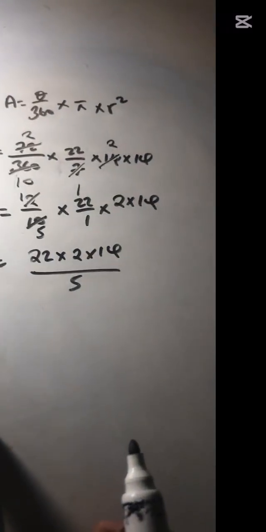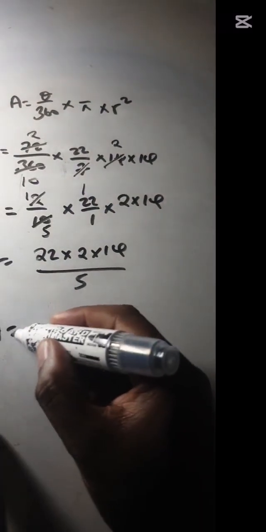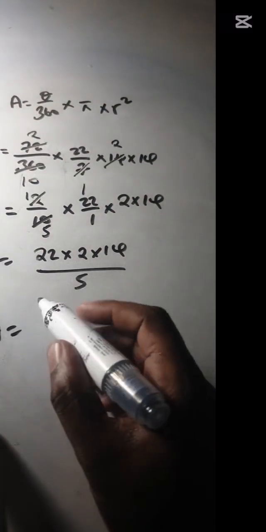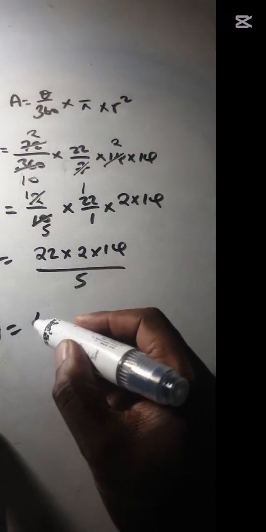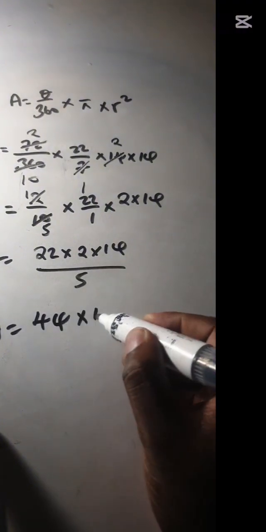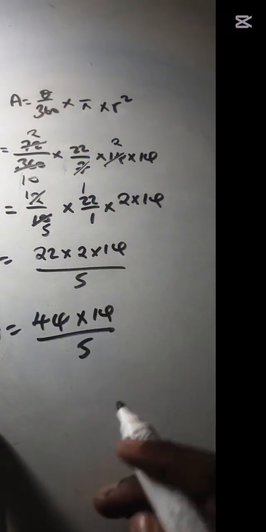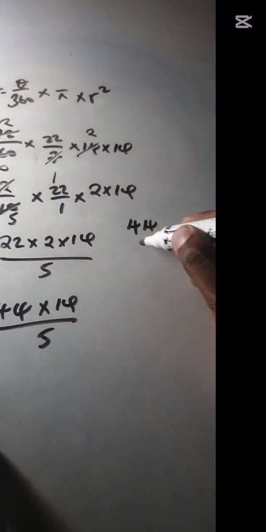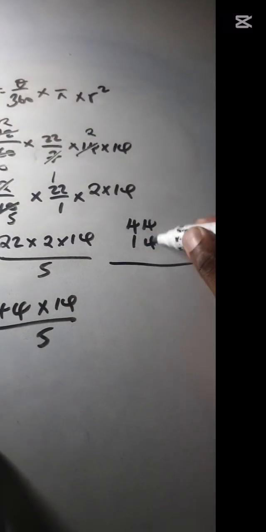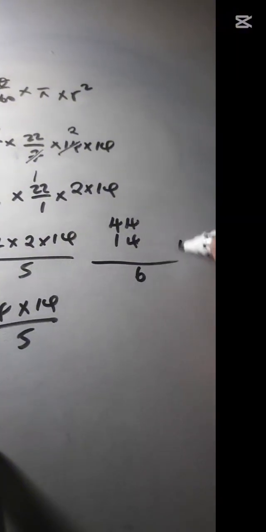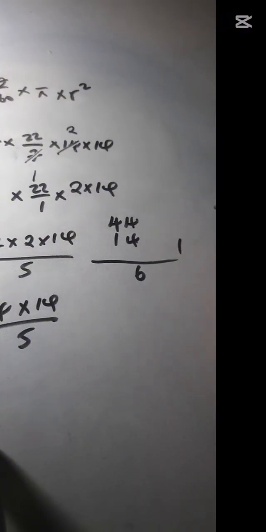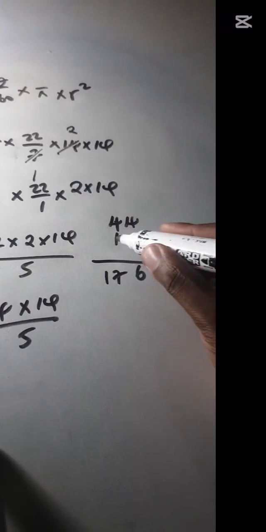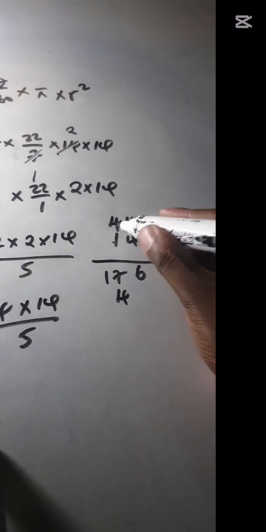Did you check that out? Then it is equal to 22 times 2 is 44, times 14 over 5. Then we can work this out. So we have 44 times 14. 4 times 4 is 16, remainder 1. 1 times 4 is 4, plus 1 is 17. 1 times 4, 4.